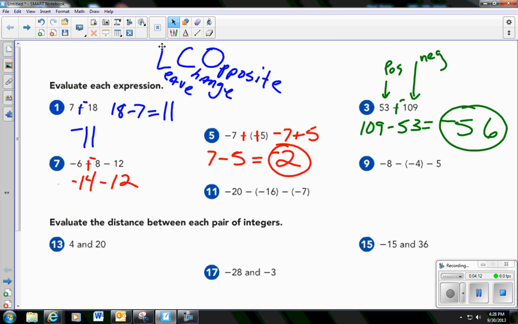So we have a new subtraction problem, which we do leave, change, opposite again. So we leave negative 14 alone. We change subtraction to addition. 12 becomes negative 12. Same signs once again, 14 negatives plus 12 negatives. So we add those together and we get 26, and they're both negative, so negative 26. If you have 14 negatives and I add 12 more negatives, that's going to give you 26 negatives. Okay? Go ahead and try number 9 there.